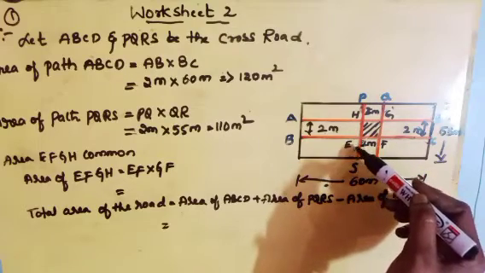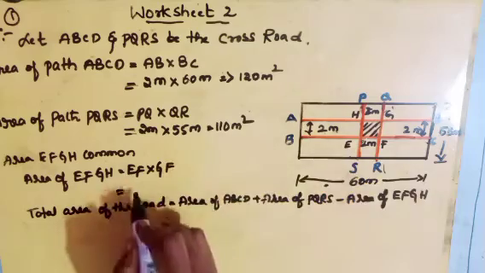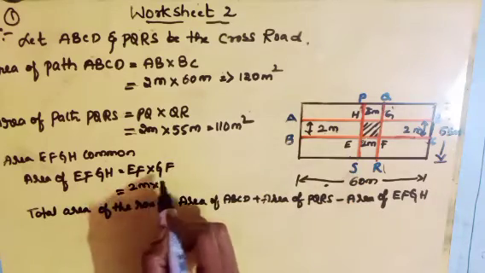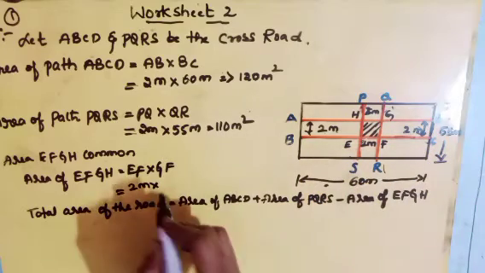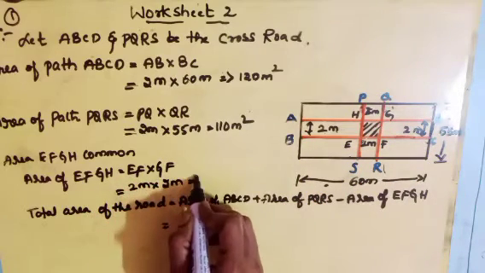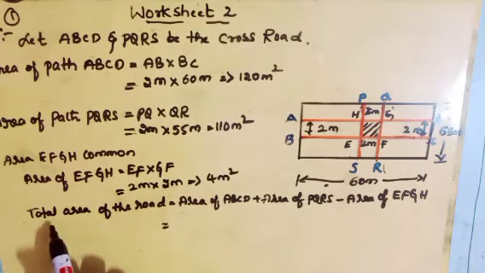So the value of EF and GH. EF is 2 meter and GF is also 2 meter. So when you multiply, what will we get here? 4 meter square. Next let us find the total area of the road.